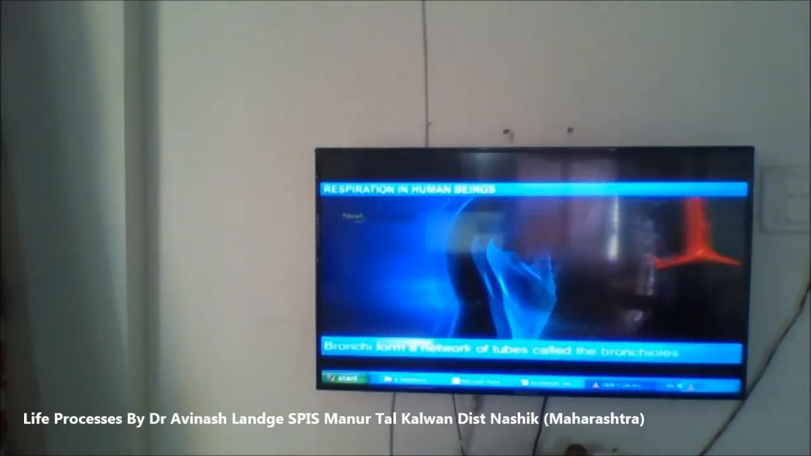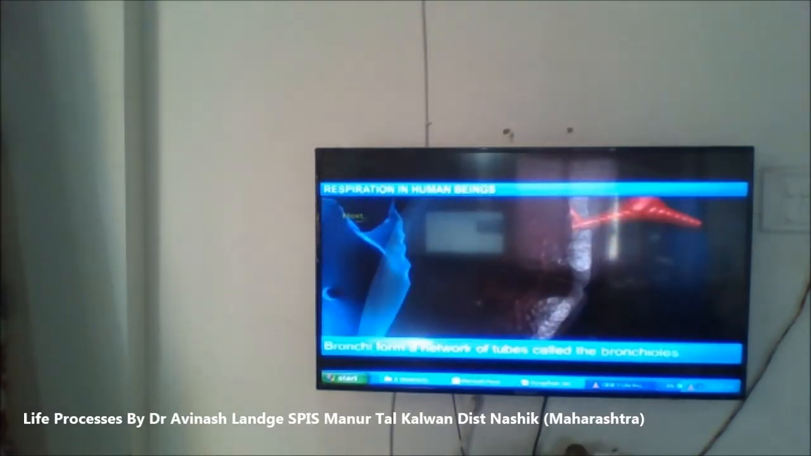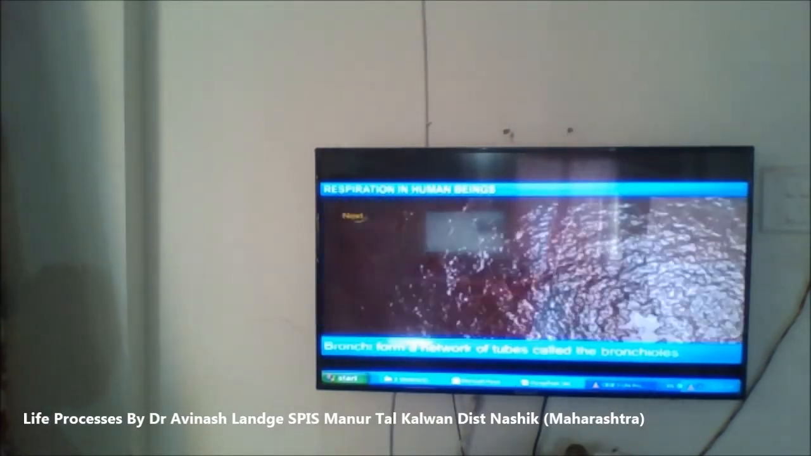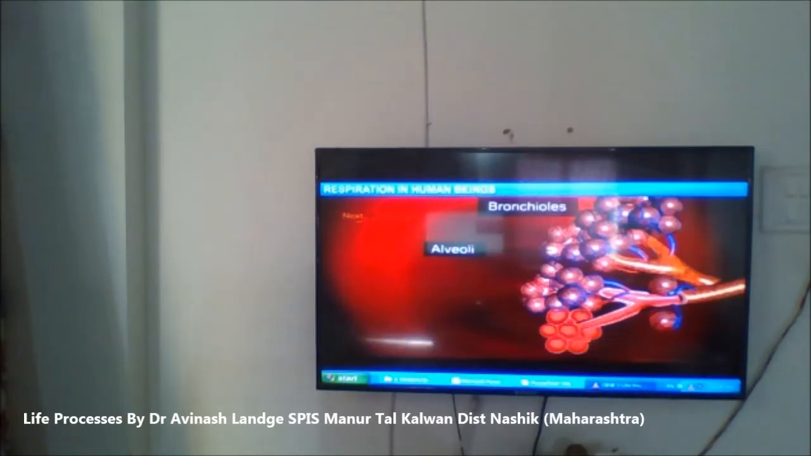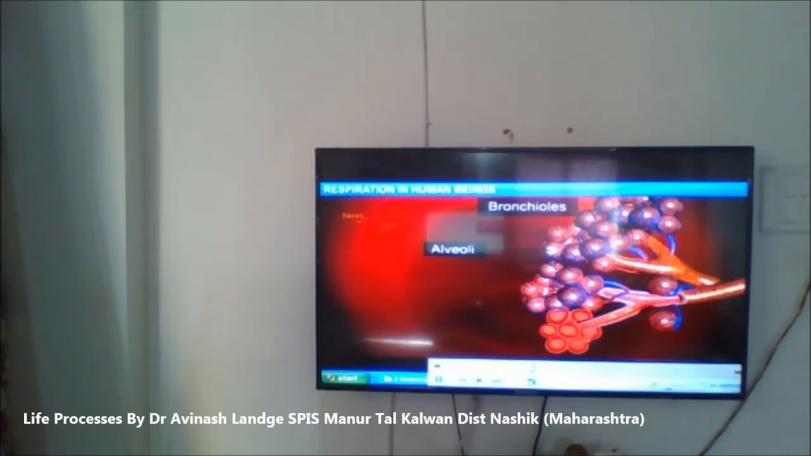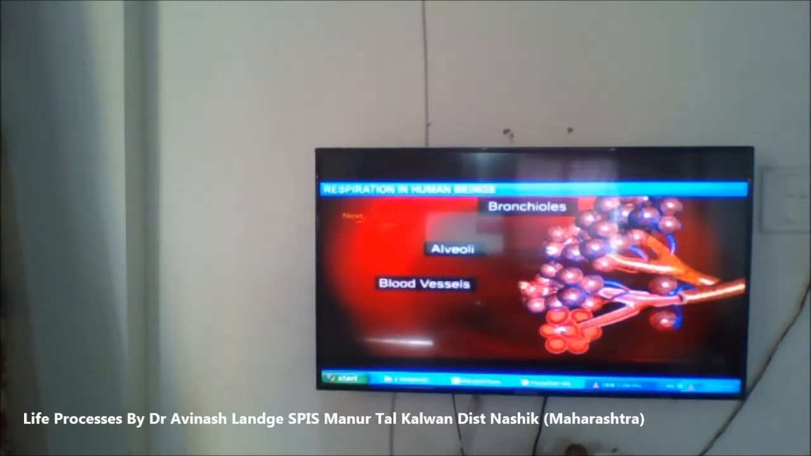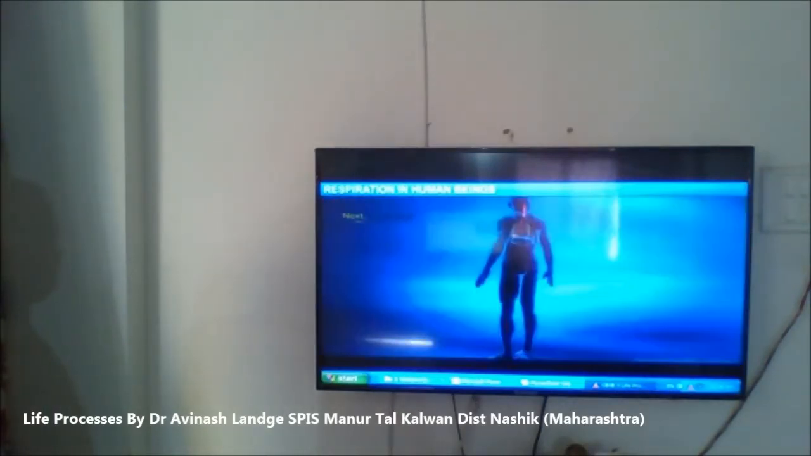The bronchi are like a network of tubes that keep branching into smaller tubes called bronchioles. At the end of each bronchiole, you will find balloon-like structures called alveoli. The alveoli provide a surface for the exchange of oxygen and carbon dioxide. The walls of the alveoli contain a massive network of blood vessels.